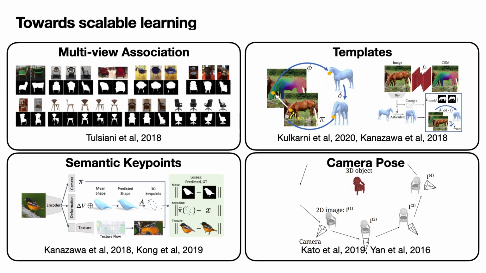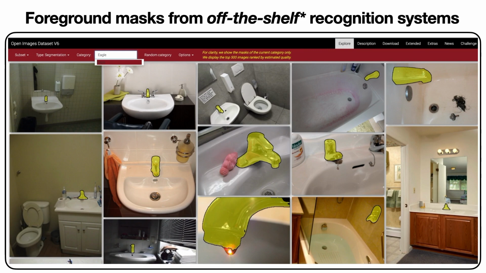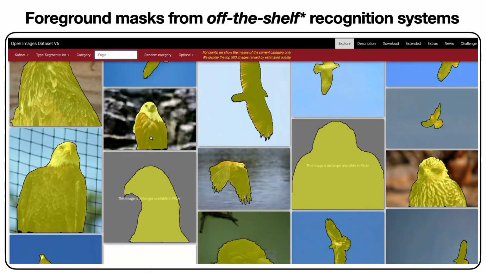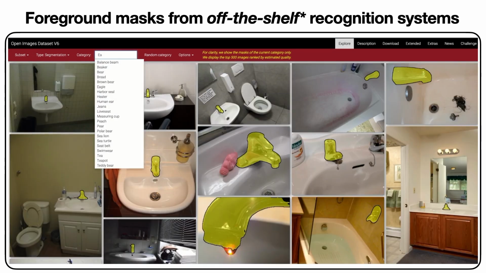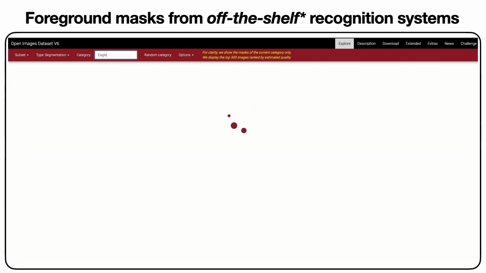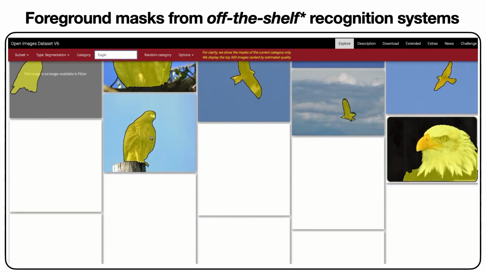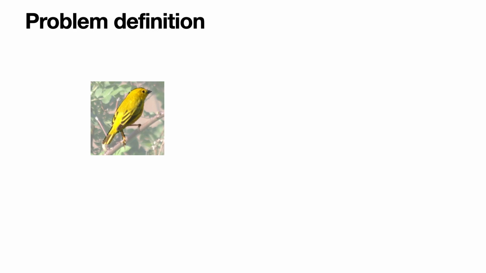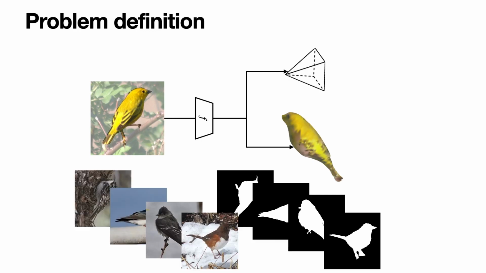In our work, we do not assume any of those. Instead, we explore minimizing the amount of manual supervision needed. The images can be collected directly from the internet, and the masks can be obtained by off-the-shelf segmentation systems, hence shelf-supervised. More formally, from a single image, we aim to infer a mesh with textures and its pose. In training, we only have access to collections of images with only foreground masks.